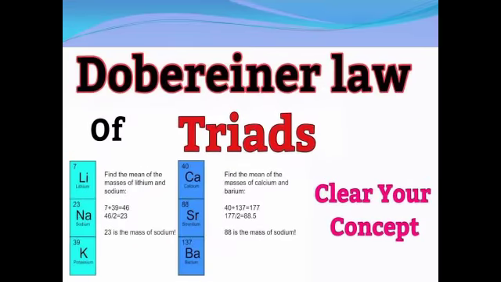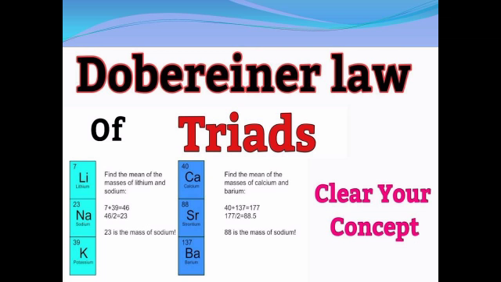Example: you can see this is a group of three elements, lithium, sodium, potassium, and these three elements are placed in a triad. Now, if we add the atomic masses of the first and the third element, that is lithium and potassium, and then take the arithmetic mean, meaning we add them and divide by 2, the answer would be the atomic mass of the middle element.